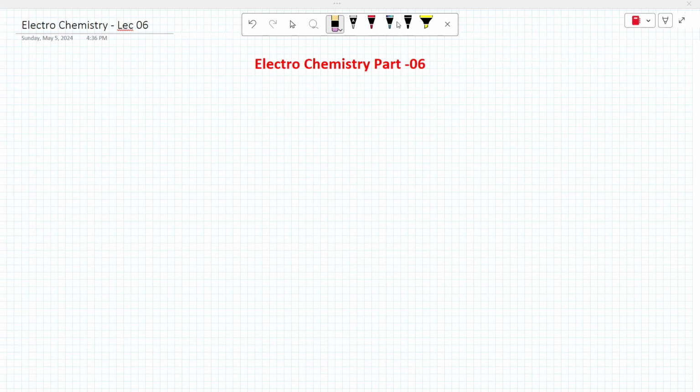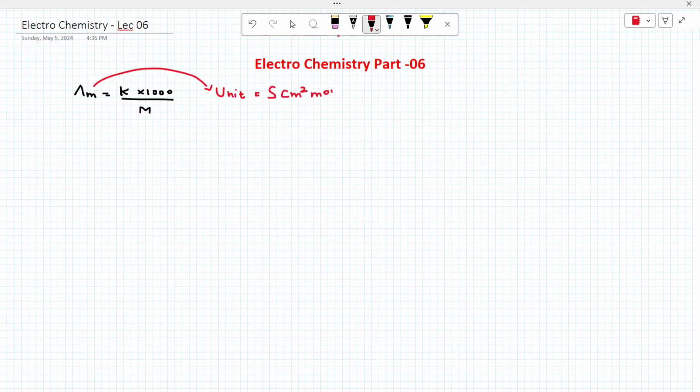Please solve the formula. Molar the formula. We know lambda m equal to kappa into 1000 by molarity. Okay, concentration. Now, what is the unit of lambda m? Anyone? What is the unit of lambda m, students? Siemens centimeter square mole inverse.